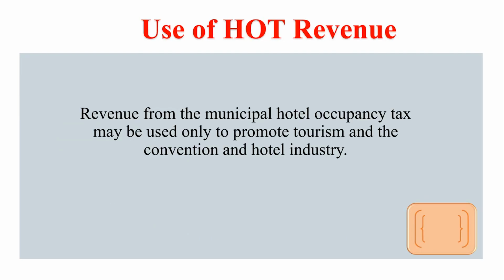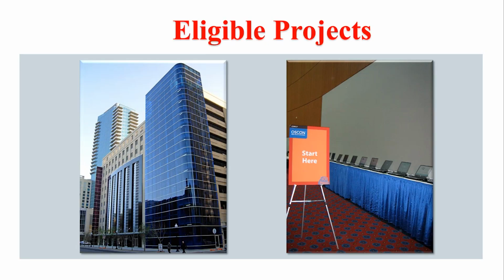By law, revenue from the municipal hotel occupancy tax may be used only to promote tourism and the convention and hotel industry, and that is limited to specific projects. The hot revenue may be used for the acquisition of sites for and the construction, improvement, enlarging, equipping, repairing, operation, and maintenance of convention center facilities or visitor information centers, and the furnishing of facilities, personnel, and materials for the registration of convention delegates and registrants.